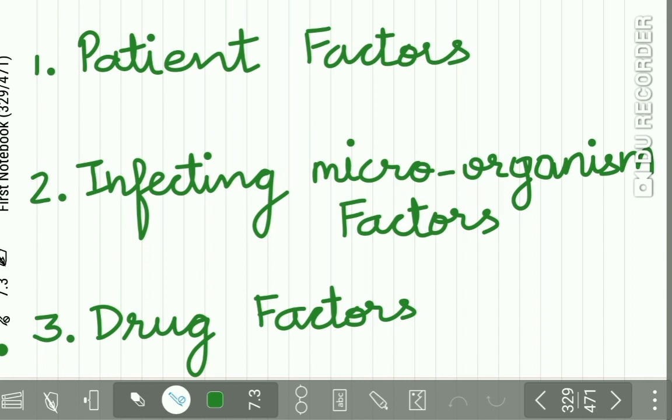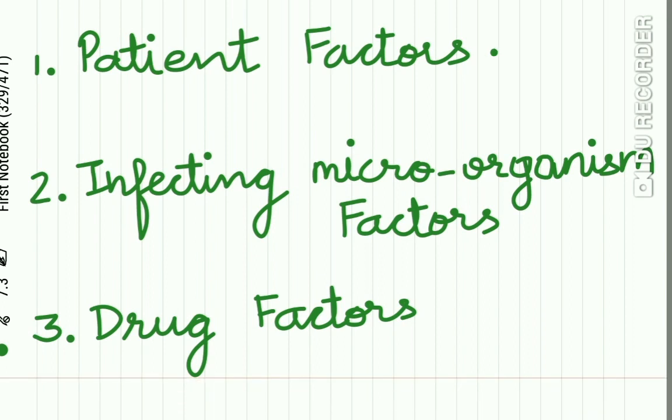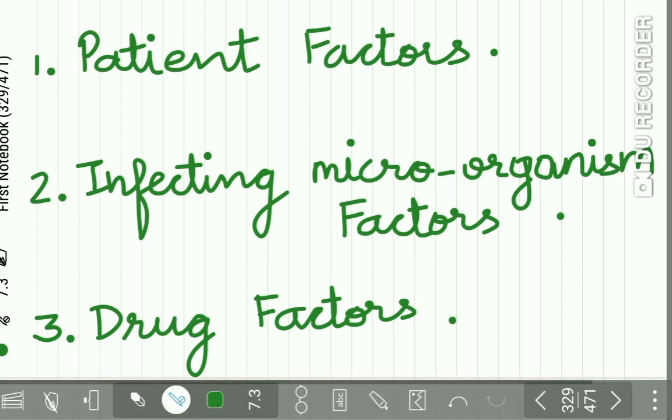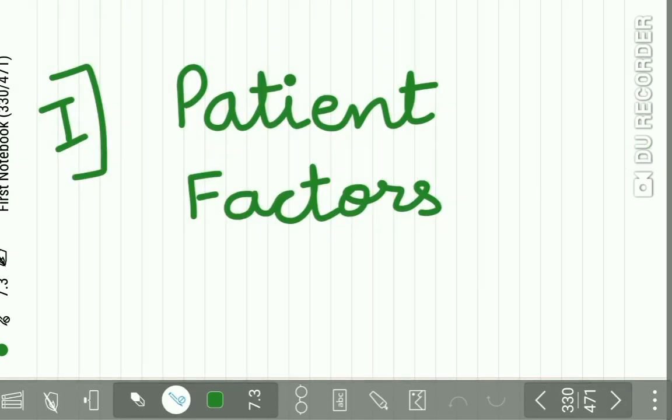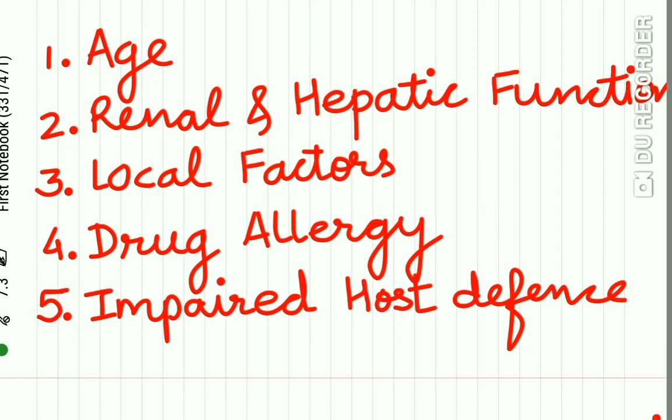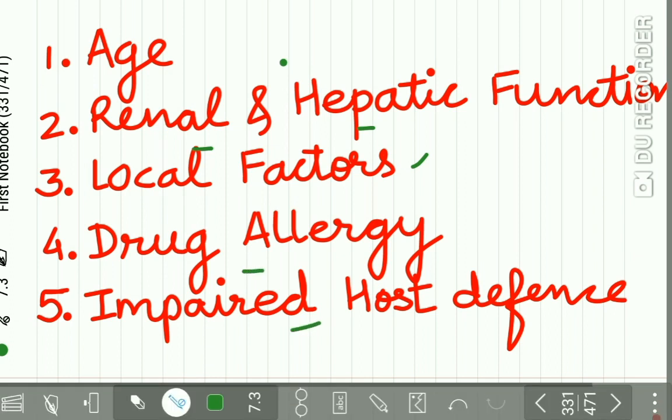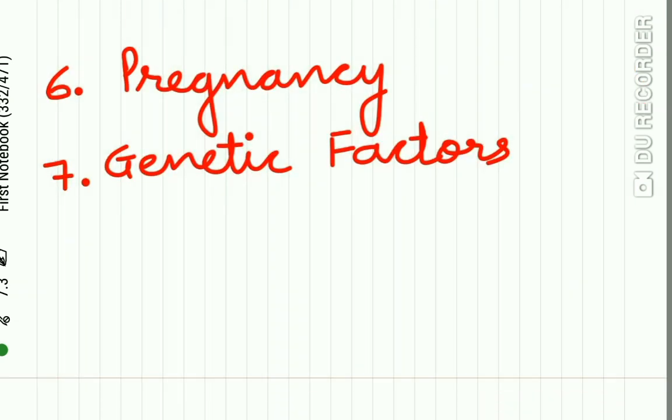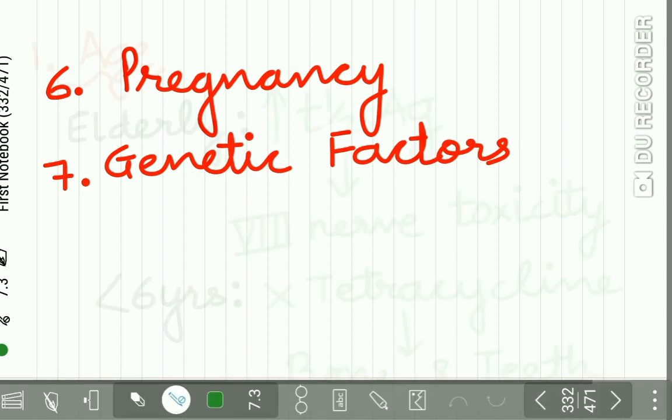Now, there are three types of factors which influence the choice of an antimicrobial agent. These include the patient factors, infecting microorganism associated factors, and the drug factors. Now, let us study each of them in detail. First, the patient factors. The patient factors include the age of the patient, the renal and hepatic function in the patient, the local factors associated, the drug allergy, impaired host defense, pregnancy, and genetic factors.